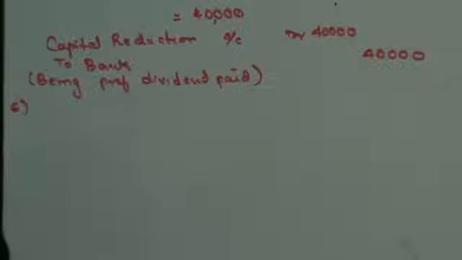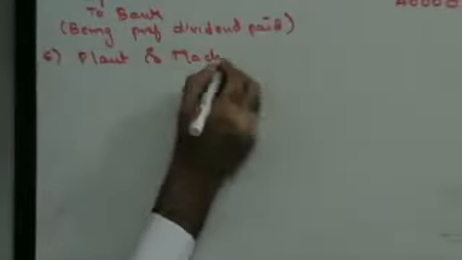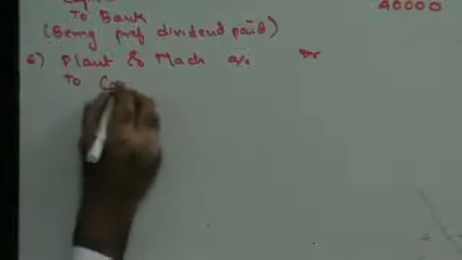Now look at your balance sheet. At the moment, the value of plant and machinery is 6 lakhs. As per the balance sheet, the value of plant and machinery is 6 lakhs. They are taking it over at 6,50,000. That means my value of asset is going up. Asset going up, that means capital reduction on the credit side. So, plant and machinery account debit to capital reduction.